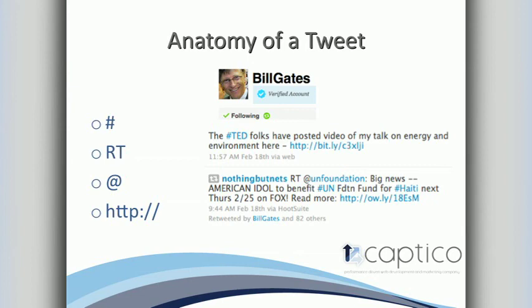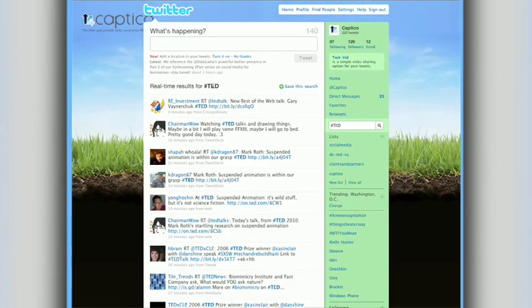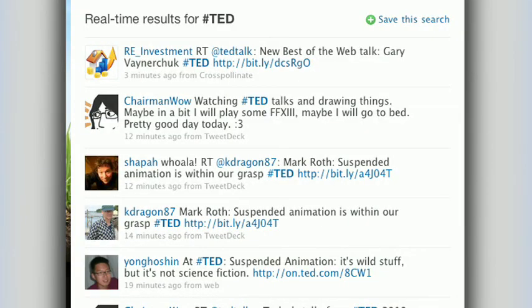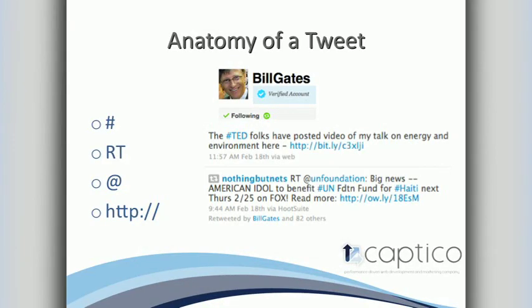TED, as you might know, is a big conference for innovators and thinkers and industry leaders. The hashtag is basically a category or a topic, and it segregates information on Twitter. So if you were to go to Twitter and type in hashtag TED, any tweet that any user has posted about the TED conference will show up on your screen. So by putting the hashtag before the word TED in his post, Bill Gates ensures that anyone who's following the TED conference will see his tweet.